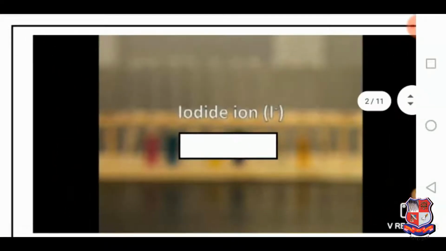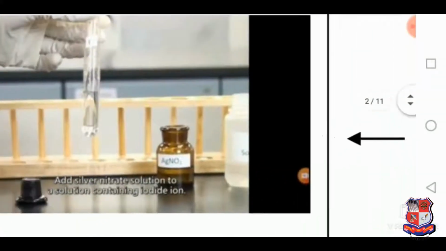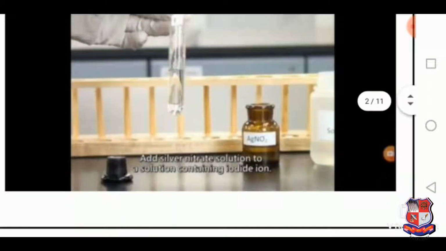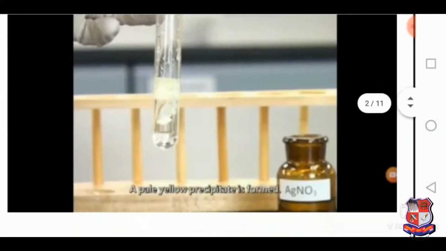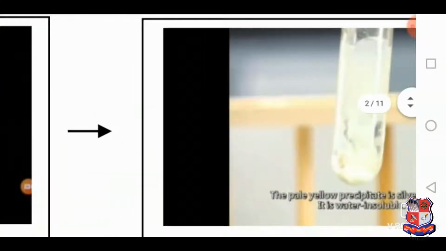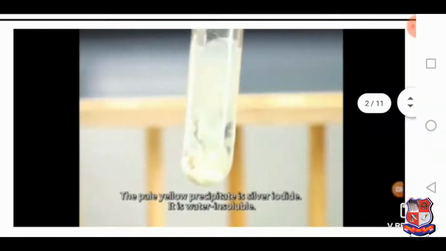Detection of iodide ion. If we add the silver nitrate solution to a solution containing iodide ion, a pale yellow precipitate is formed, and in the test tube we can see this pale yellow precipitate is silver iodide and it is water insoluble.